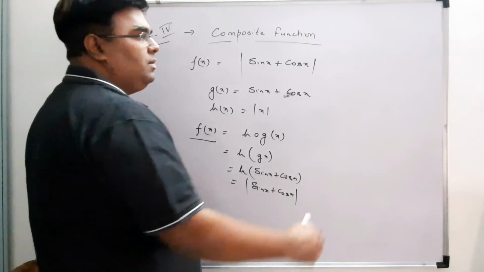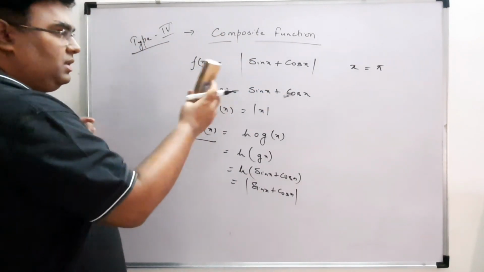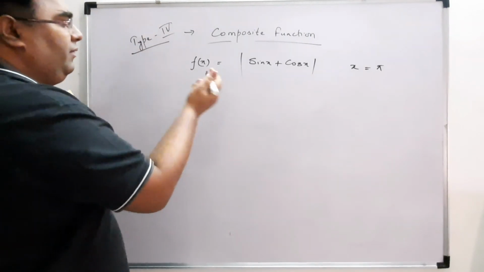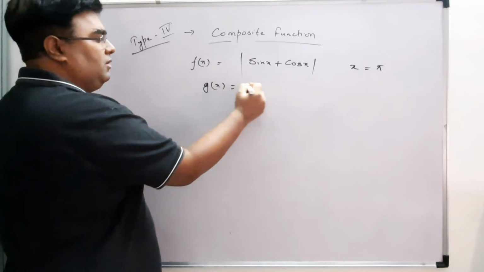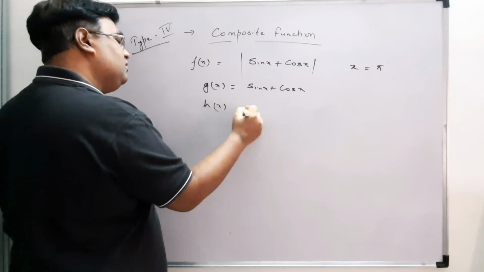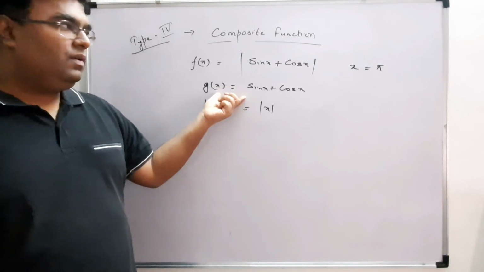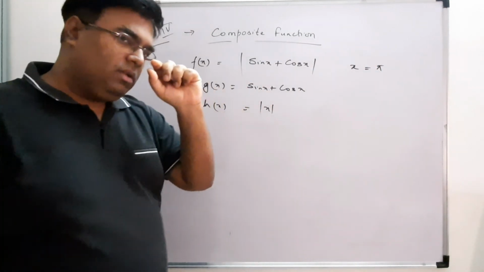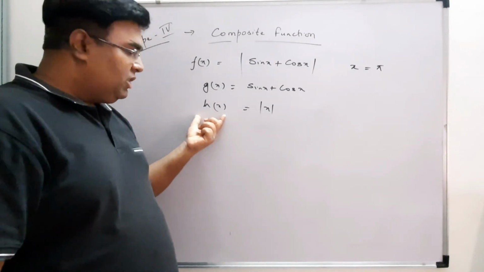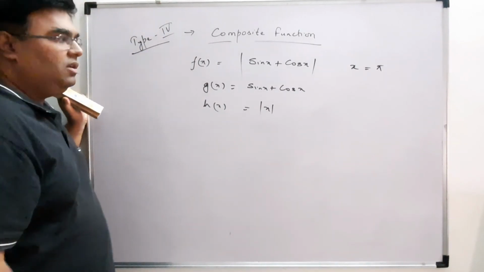Now you need to prove that this is continuous at x equal to pi. So what we will do, again we have g(x), which is sin x plus cos x, and h(x), which is mod x. We need to first prove g(x) is continuous at x equal to pi, and whatever value comes of g(x), we will prove that h(x) is continuous at that point. So let us first find out whether g(x) is continuous or not.